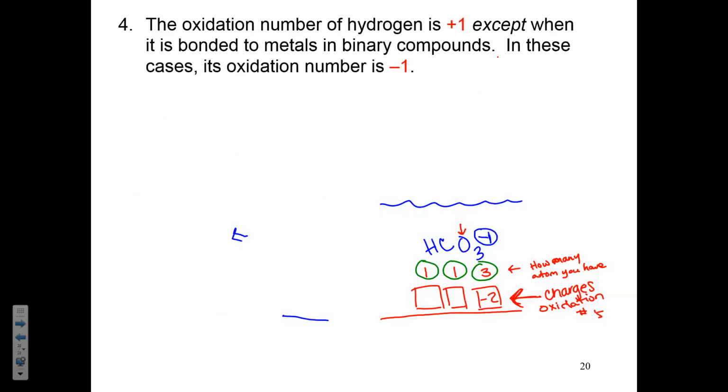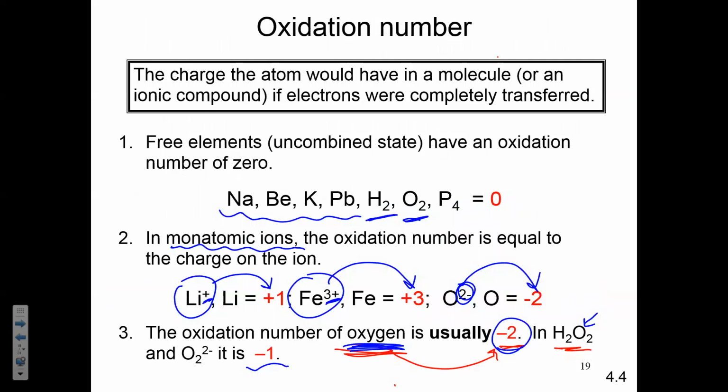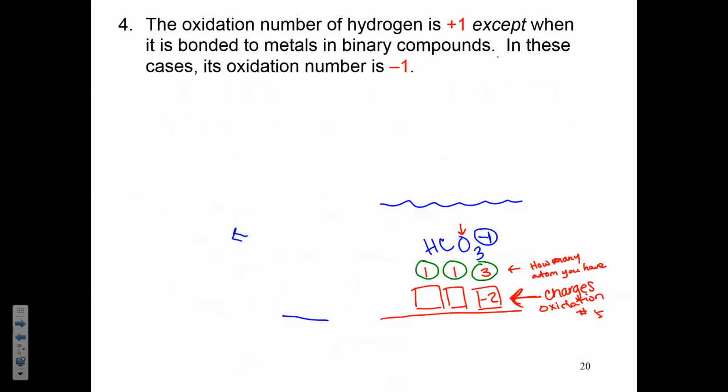So if we go back to the rules right here, where's my rule on hydrogen? Oh, maybe it's on my second page. Yep, there it is. The very first rule says that hydrogen is going to be a +1, except when bonded in binary compounds. Binary meaning 2. This obviously has 3, so we know it's going to be a +1.